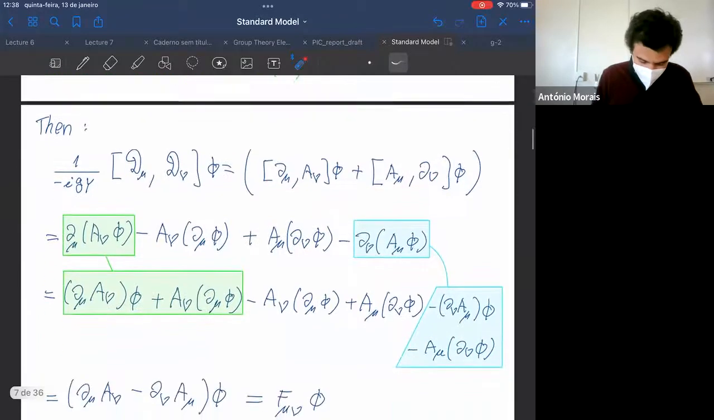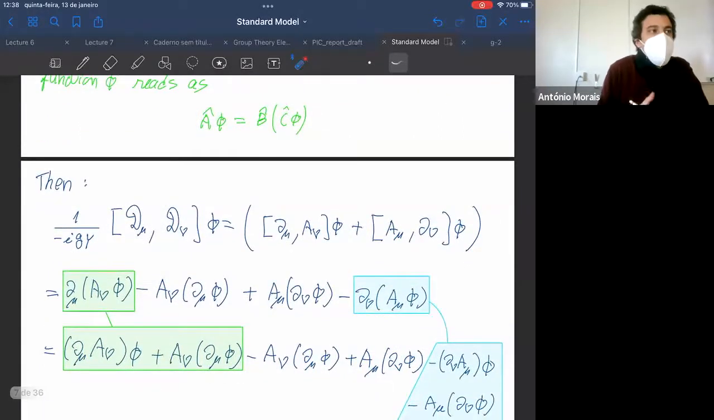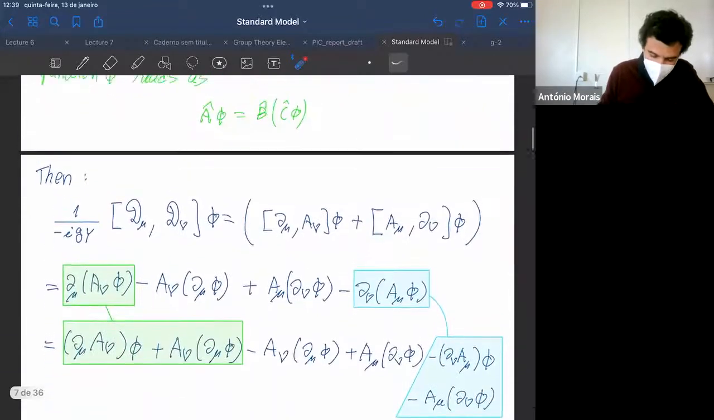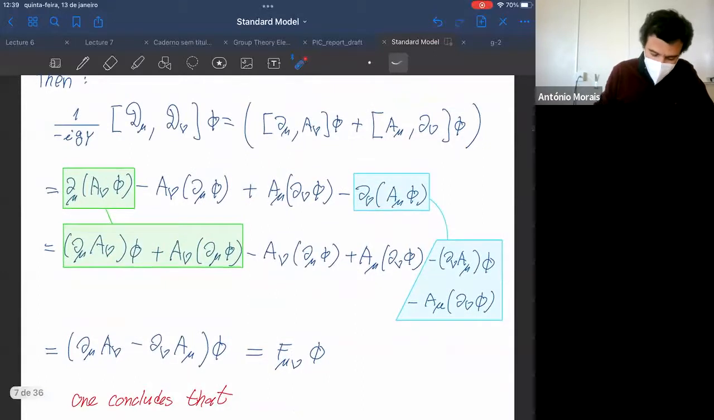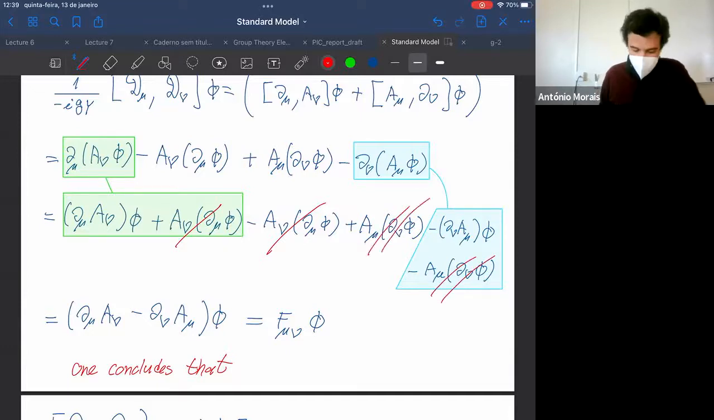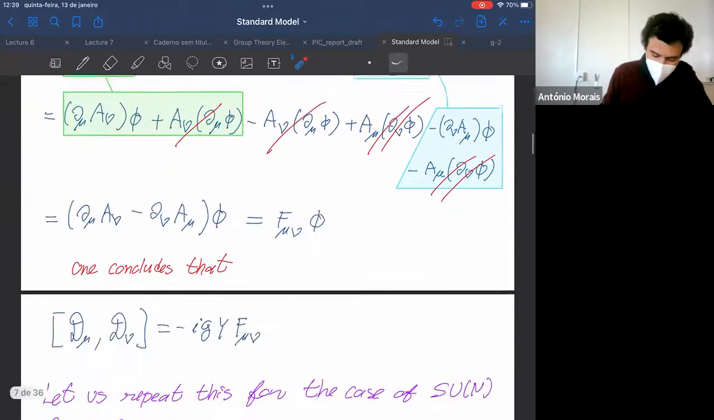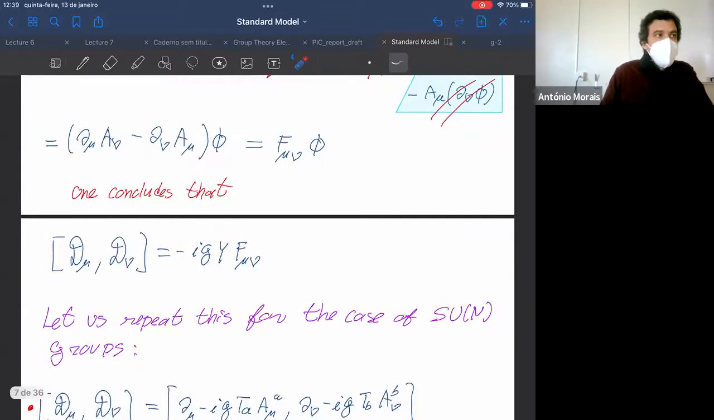So you first apply the A. A is now seen as an operator on phi, with the derivative outside. You can now expand the derivative: the derivative of this times phi plus A times the derivative of this. When you expand these commutators you get four terms, and some cancel. This one cancels with this one, and this one with this one. At the end you get what you know very well, which is your F mu nu, and you conclude that in abelian theory it's given by this.